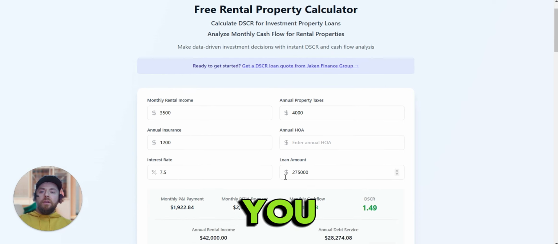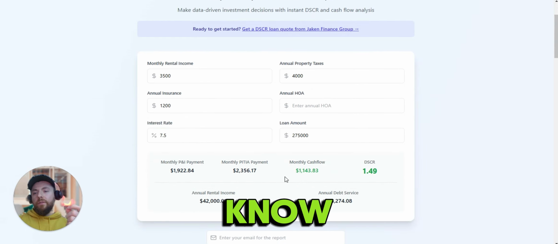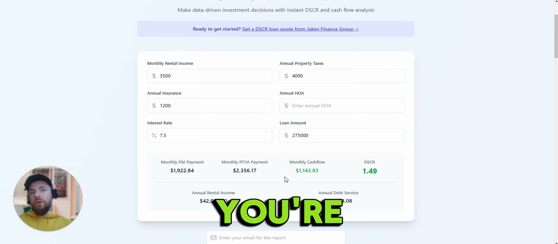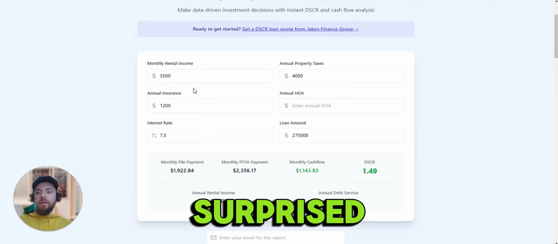If you want to remember, freerentalpropertycalculator.com. You can go play around and calculate your DSCR. So when your lender tells you you need a greater than one, you know where that number comes from, so that when you get the appraisal back and you're ready to go, you're not surprised by anything.